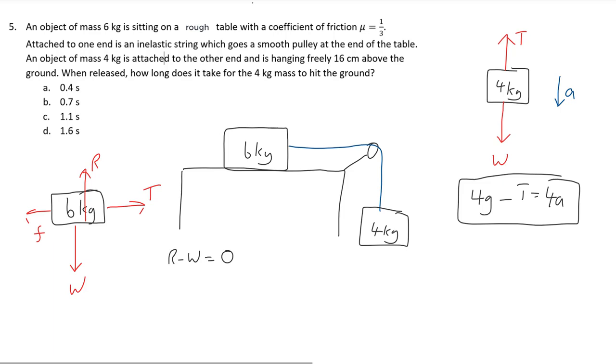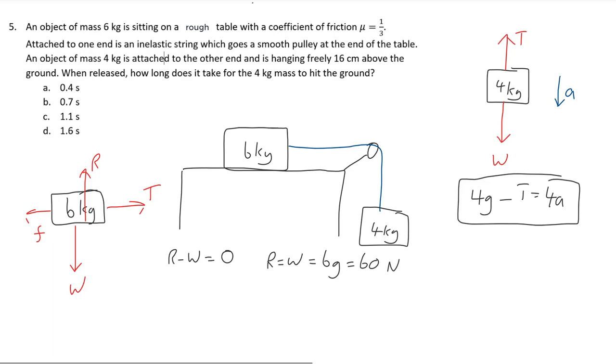I can use this fact to actually calculate R, because R, as I just said, is equal to W, and we know what W is because we know the mass. W is mass times acceleration due to gravity. W is equal to 6g, which is 60 newtons. Therefore, because R is equal to W, R is also equal to 60 newtons.